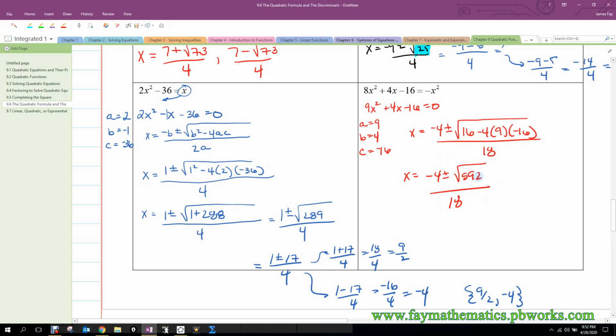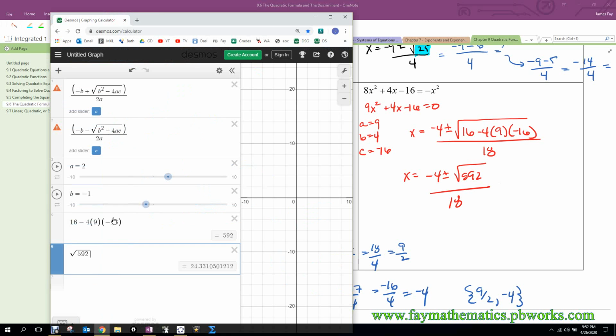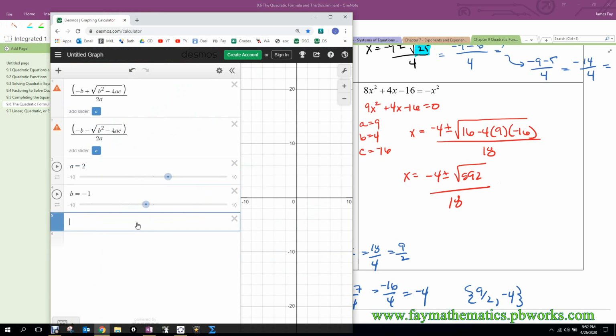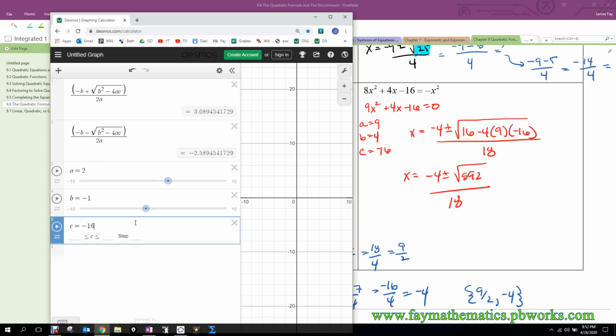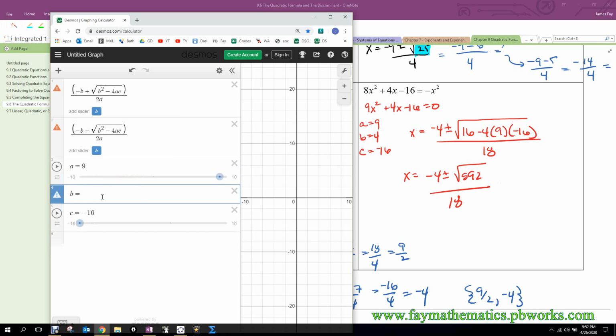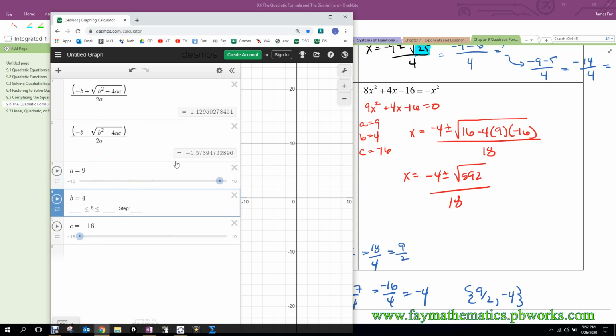But we'll talk about that, like I said, in chapter 10, and it'll make more sense on how to do that after that instruction. If we want to see the exact values, we can use this device here on Desmos. So A was 9, B was 4, and C was negative 16. So we get those two results, and we round those to whatever decimal place they ask you to.